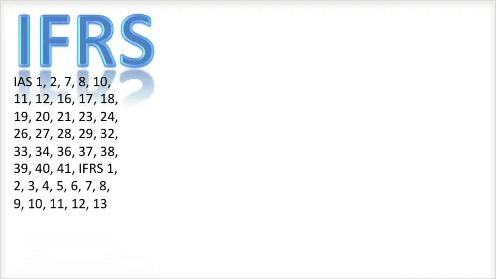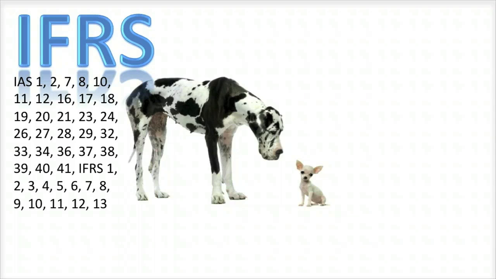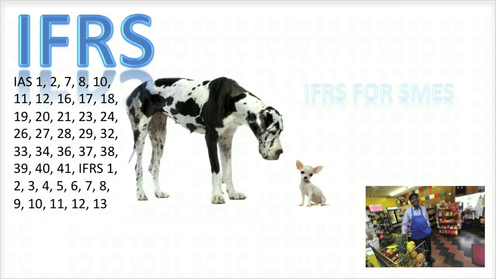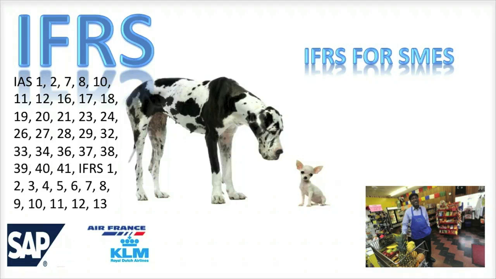Because full IFRS is quite extensive and complex and would be difficult for non-public companies, especially small ones, to comply with, the IASB created a scaled-down, less complex version of IFRS called IFRS for Small and Medium-Sized Entities, SMEs. So, like US GAAP, IFRS has full IFRS for public companies and IFRS for SMEs for private ones.